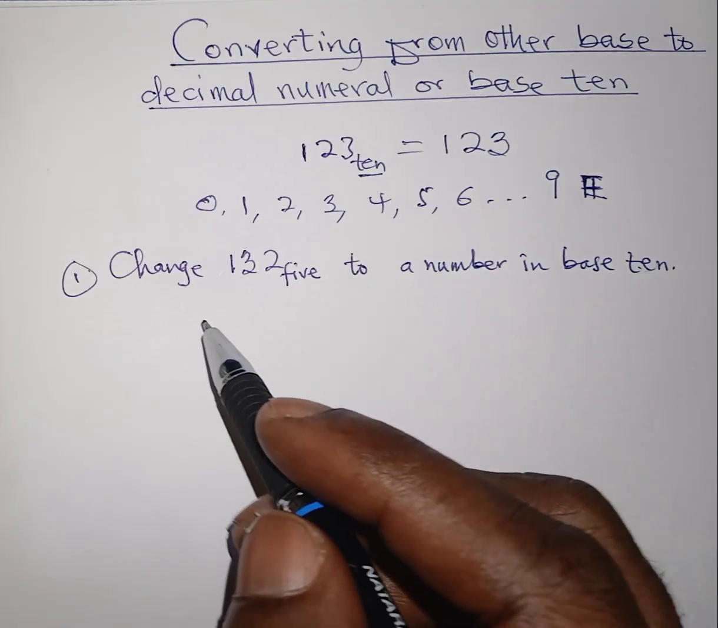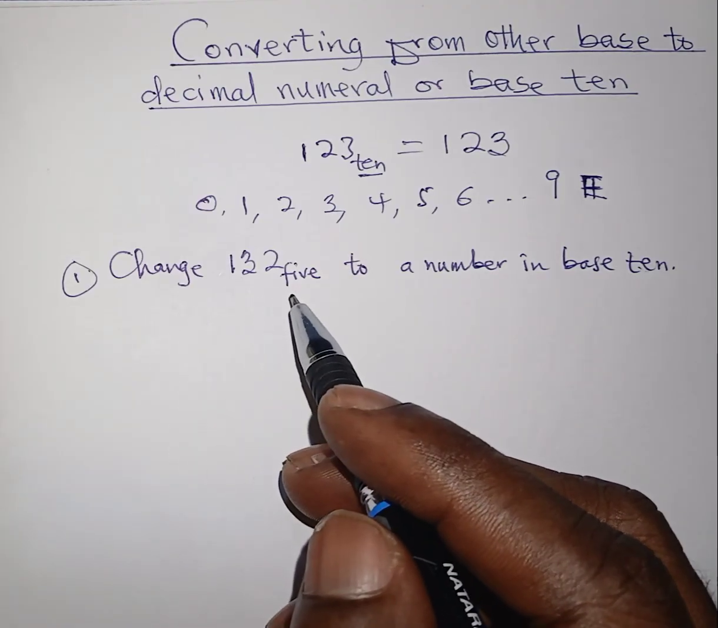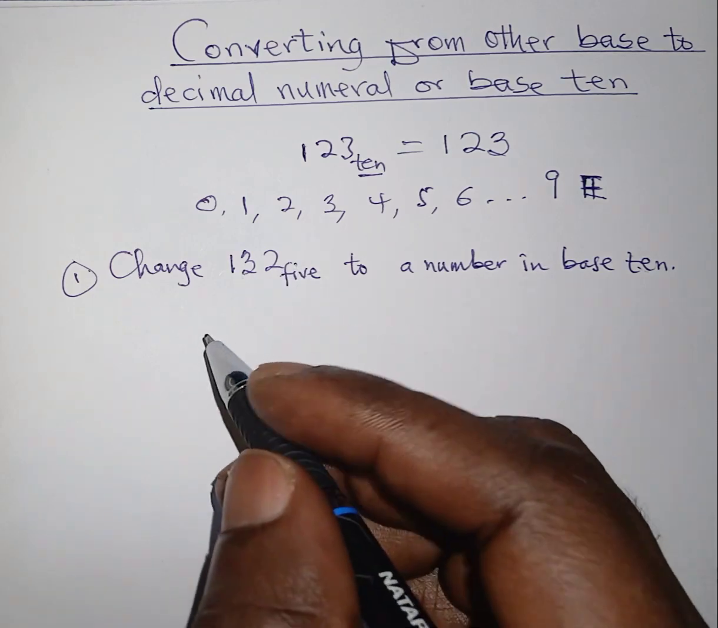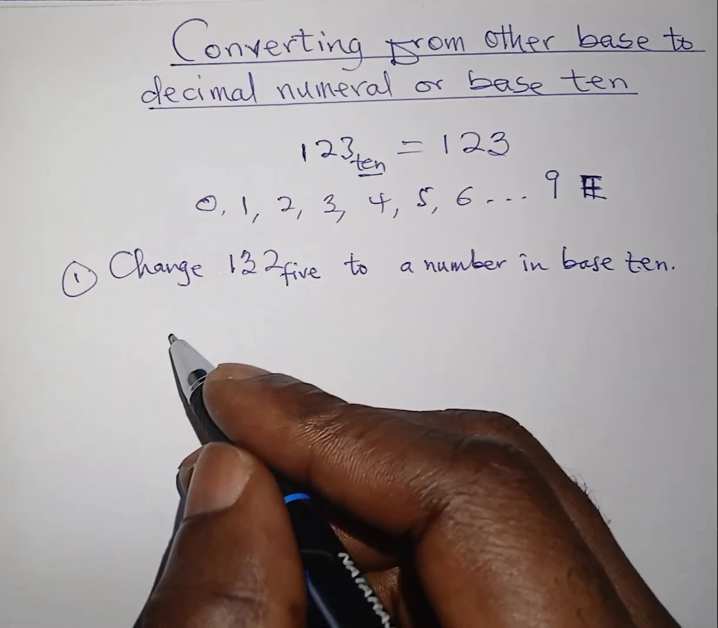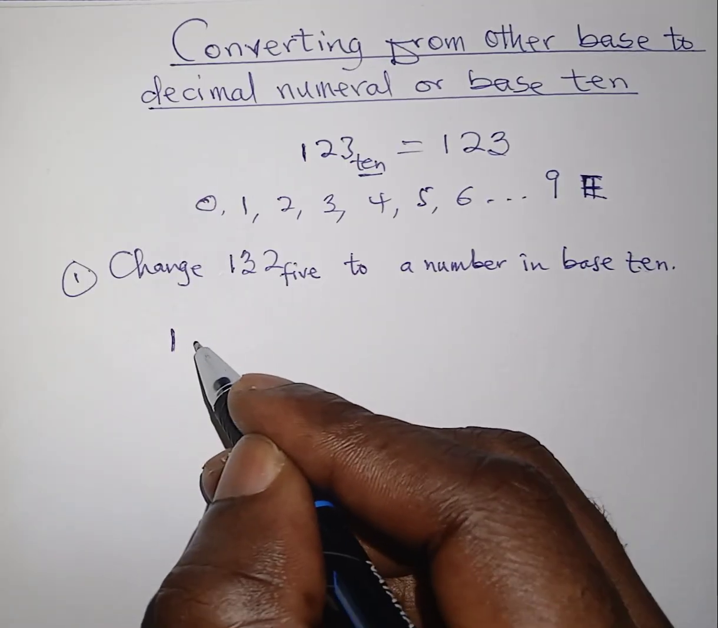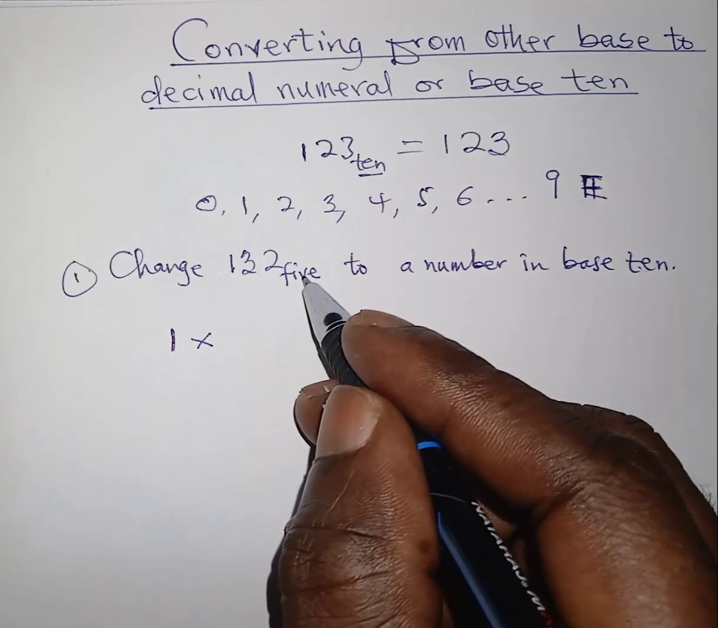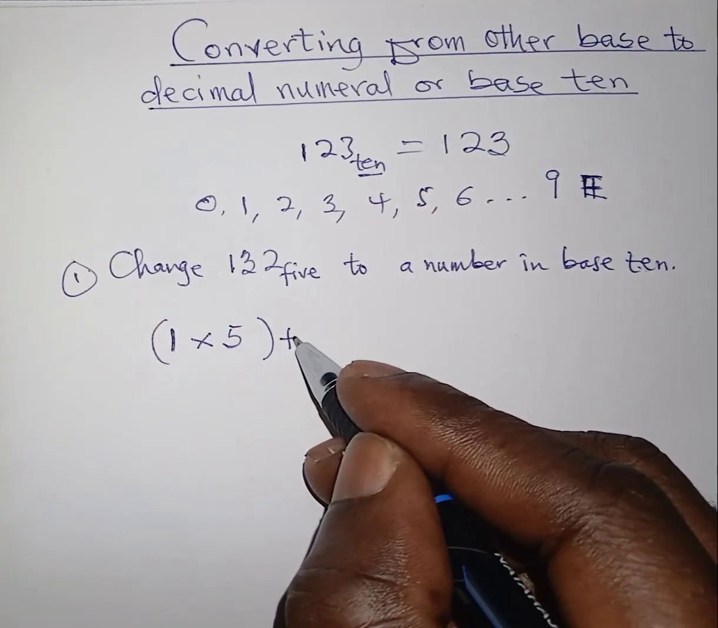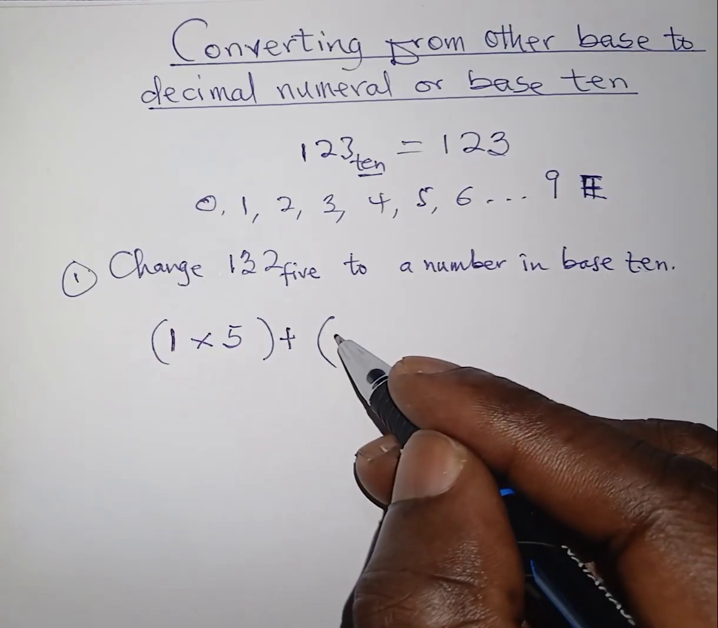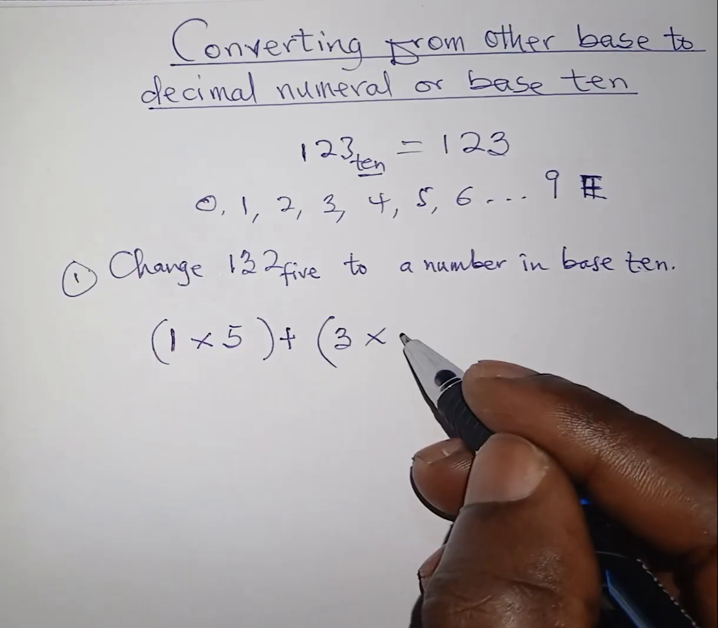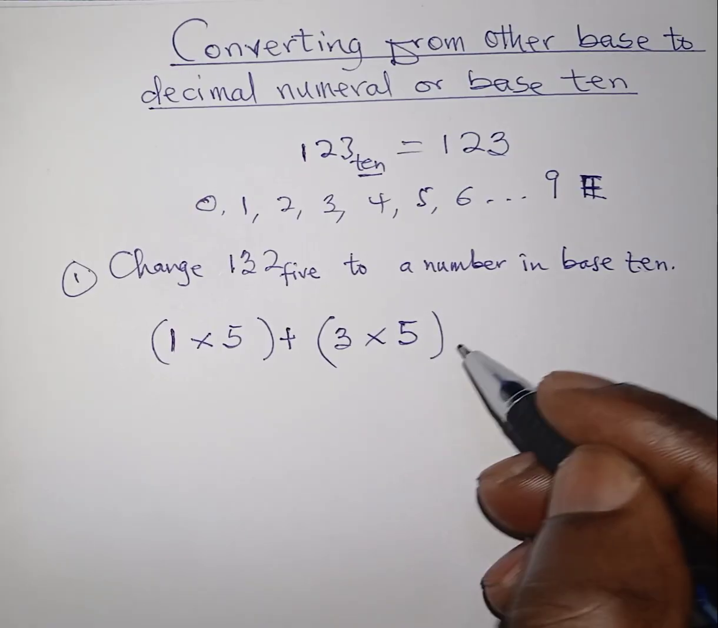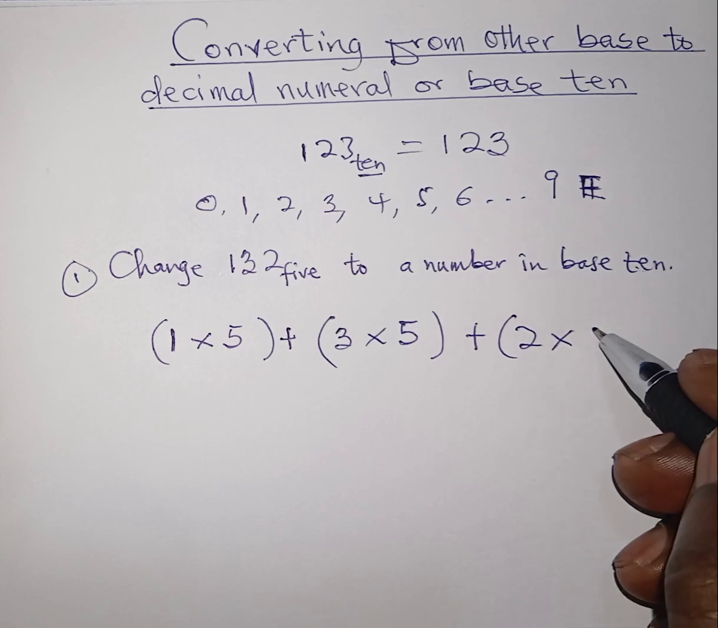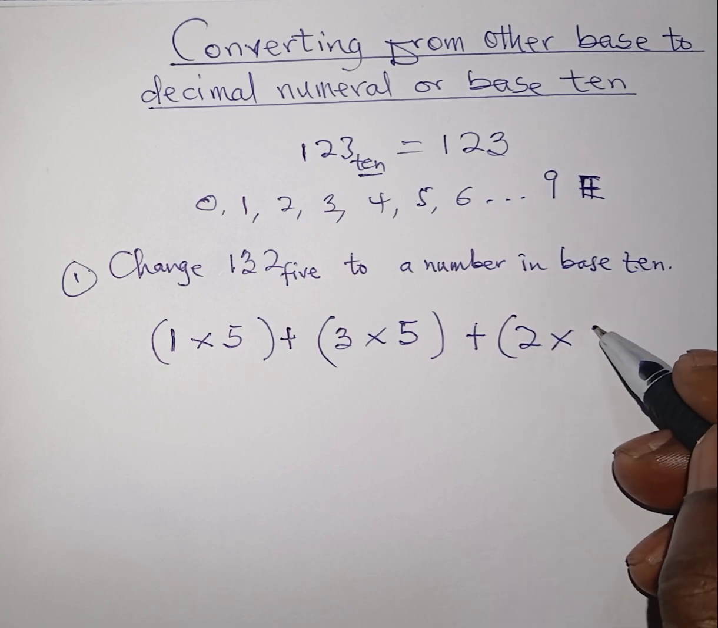All right, good. For this one, it's very simple. All that you do is you multiply each of the terms. So I will start with 1, and multiply by the base, which is 5, plus 3, multiplying by the same base, which is 5, plus 2, multiplying the same 5.